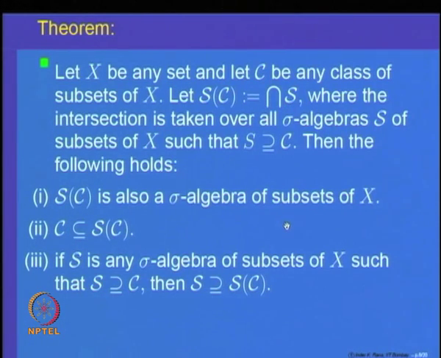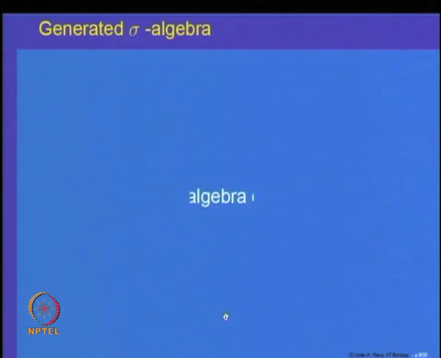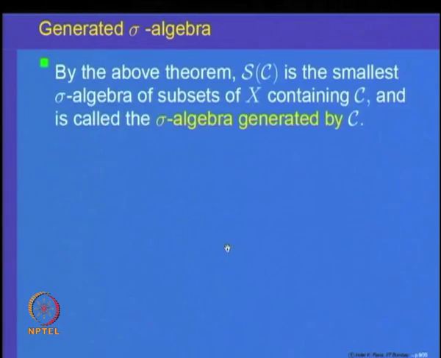So, what we have shown is that, given a collection C of subsets of a set X, it may not be an algebra, but we can put it inside a sigma algebra of subsets of X denoted by S of C, and such a thing exists because of this construction. Such a thing is called the sigma algebra generated by the class C. So, S of C we are going to call the sigma algebra generated by the class C.